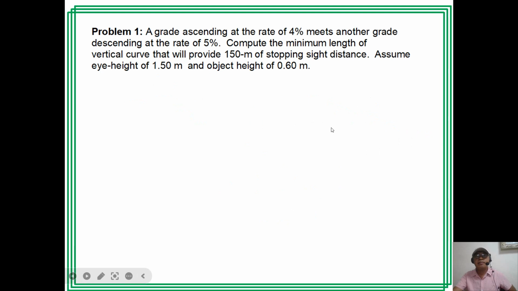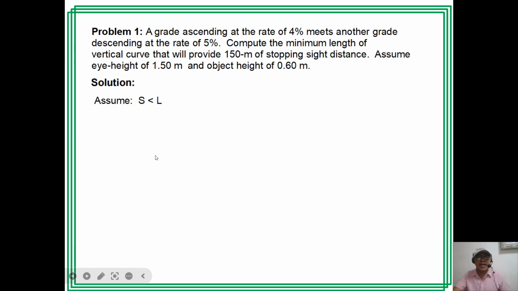So, problem 1. A grade ascending at a rate of 4% meets another grade descending at a rate of 5%. Compute the minimum length of vertical curve that will provide 150 meters of stopping sight distance. Assume eye height of 1.5 meters and object height of 0.6 meters.